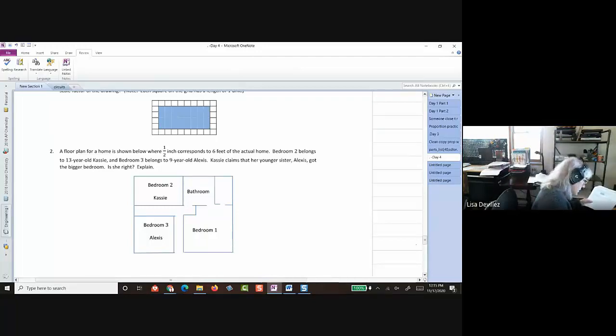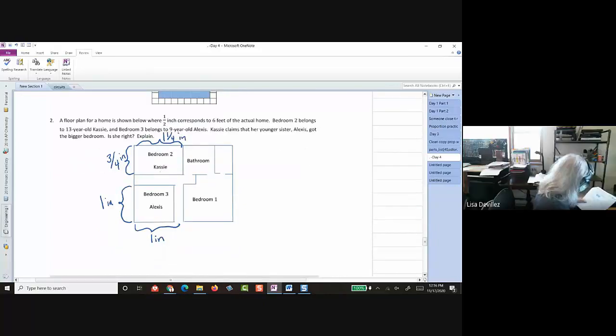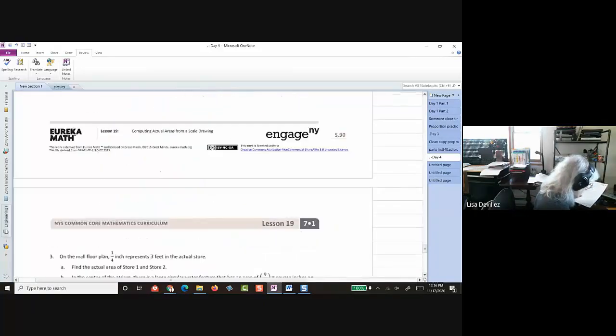Okay, so this is 1 inch by 1 inch. This is 3/4 by 1 1/4. We're doing our homework now, correct? Yeah, this is the one where it tells you to measure it, but I don't need you to measure it. So those are the actual measurements.